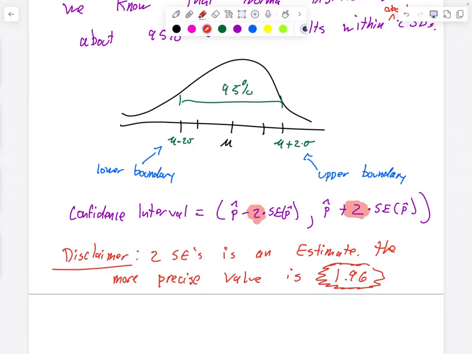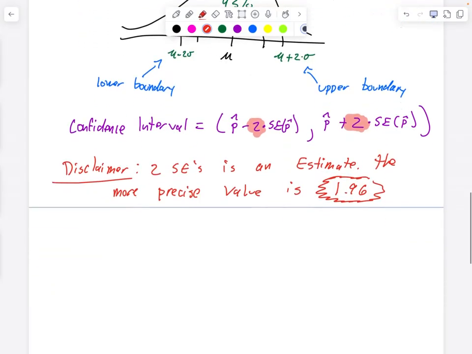The higher the confidence level, the wider the interval. So as the C percentage goes up, what will happen to the interval? Wider. So will it go up or will it go down? Or sorry, yeah, it goes wider.